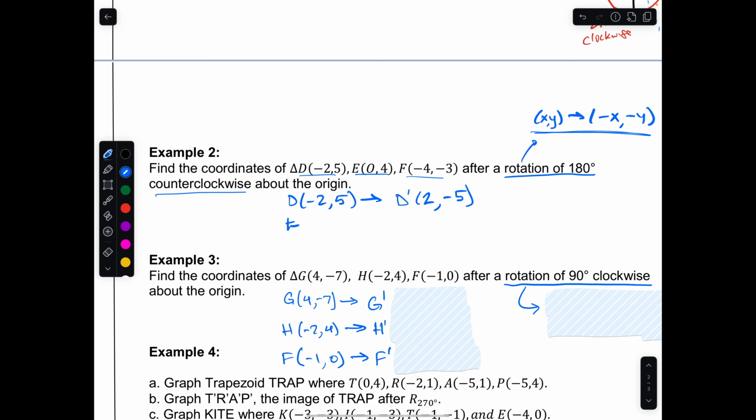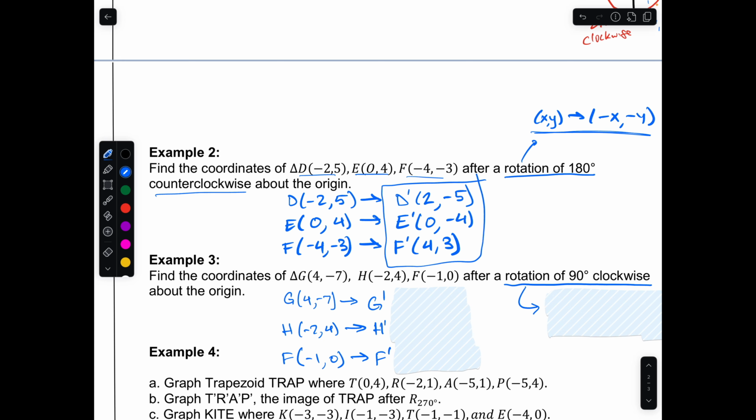So we can do the same thing with point E. E is a coordinate of the pre-image, and it's 0, 4. That means E prime is going to be the opposite of 0. Well, negative 0 is still 0. And the opposite of 4 is negative 4. And then F started at negative 4, negative 3, which means F prime is going to be the opposite of those coordinates, 4, 3. And that's it. We just found the coordinates of the image.